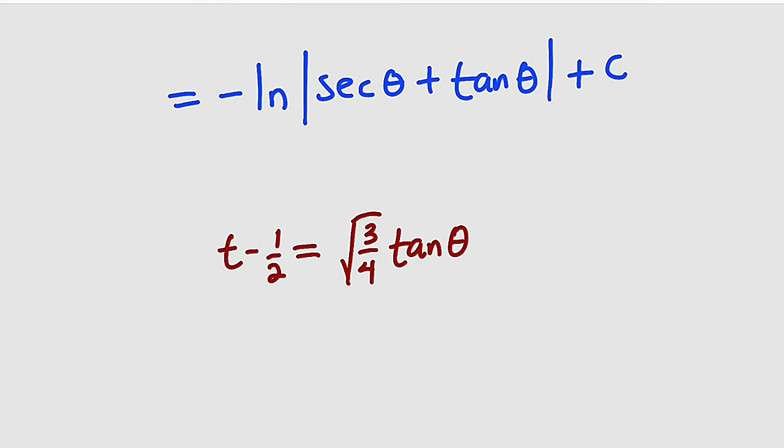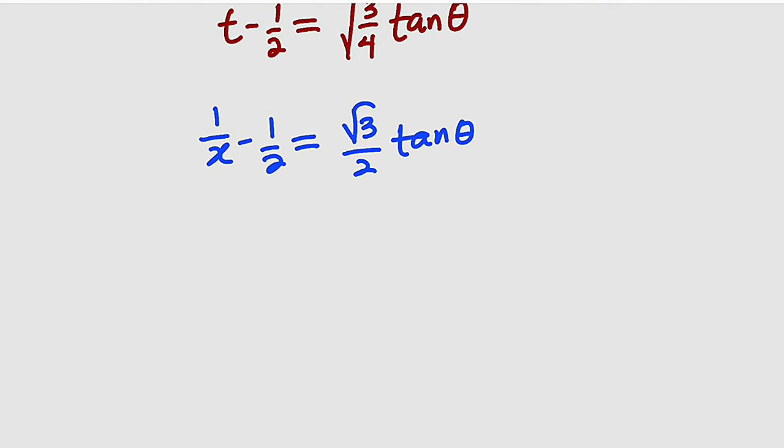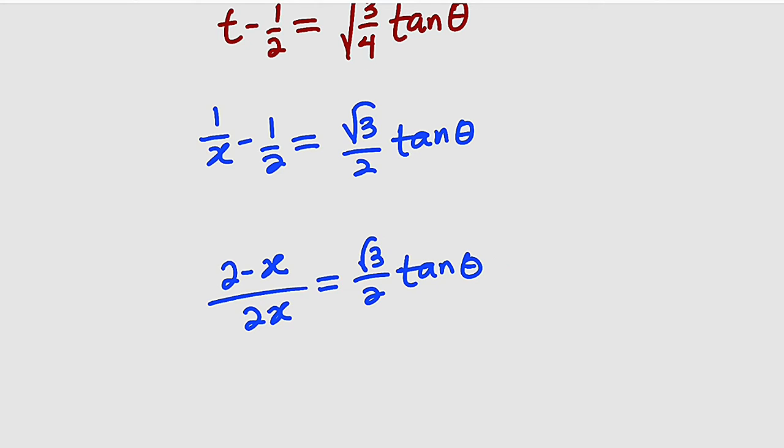So here is where we're going to solve for theta. I replace it back here to obtain our final solution. But remember that t is 1 divided by x, right? So we have 1 divided by x minus 1 divided by 2 equal to square root of 3 divided by 2, because square root of 3 remains square root of 3, but square root of 4 is 2. We have tangent theta. We can simplify the left hand side. We have 2 minus x, right, divided by 2x. And this is equal to square root of 3 divided by 2 tangent of theta.